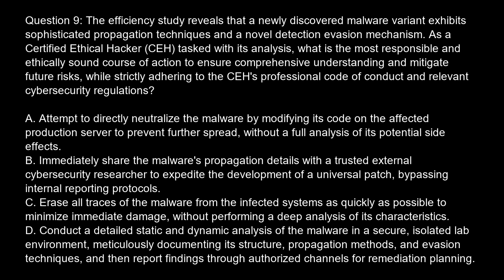Option B. Immediately share the malware's propagation details with a trusted external cybersecurity researcher to expedite the development of a universal patch, bypassing internal reporting protocols. Option C. Erase all traces of the malware from the infected systems as quickly as possible to minimize immediate damage, without performing a deep analysis of its characteristics. Option D. Conduct a detailed static and dynamic analysis of the malware in a secure, isolated lab environment, meticulously documenting its structure, propagation methods, and evasion techniques, and then report findings through authorized channels for remediation planning.